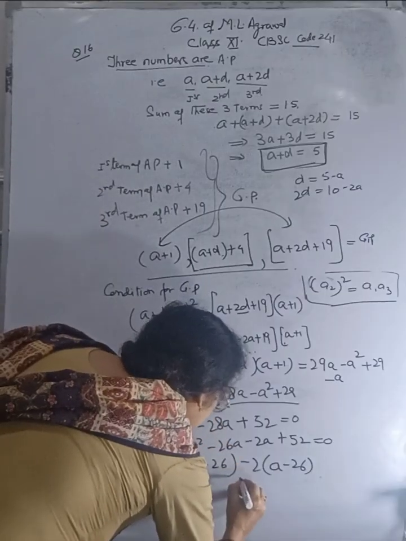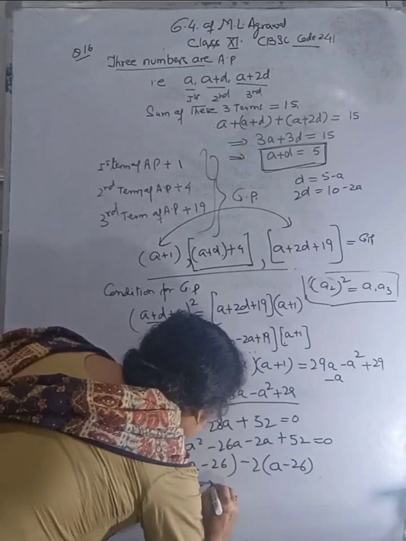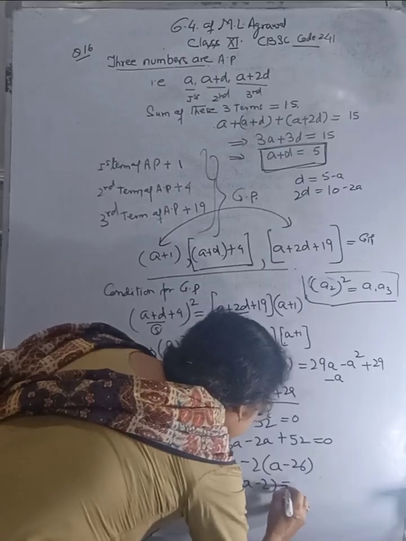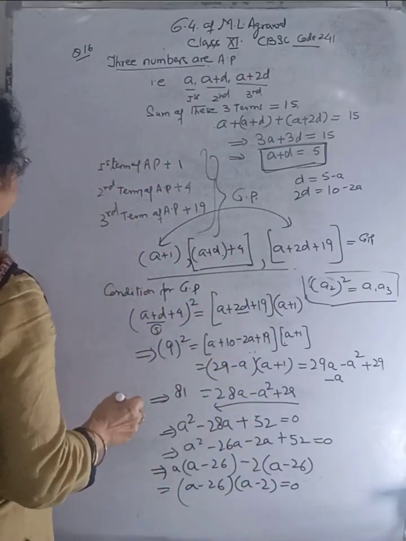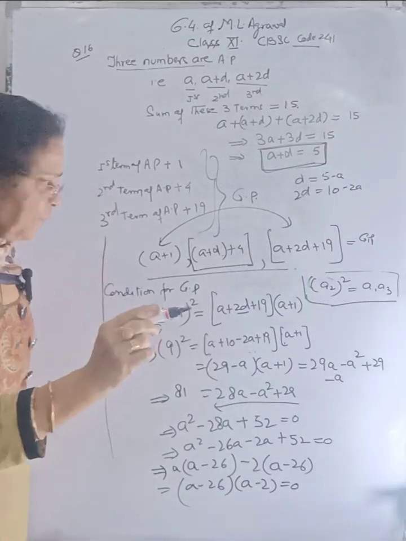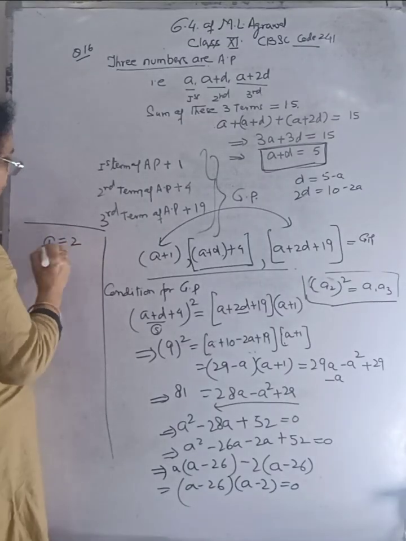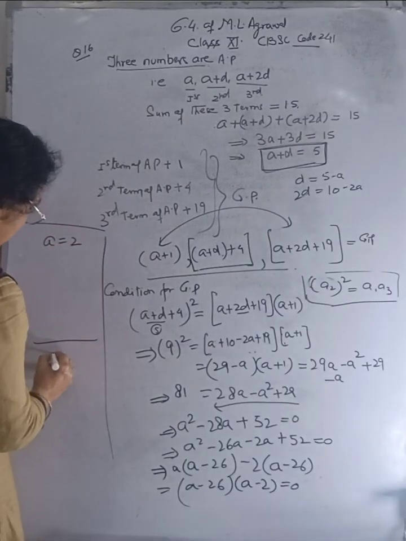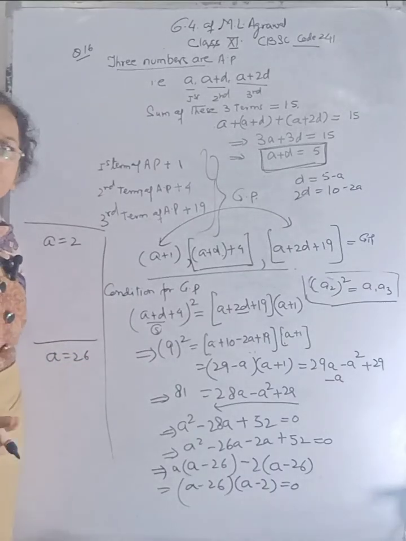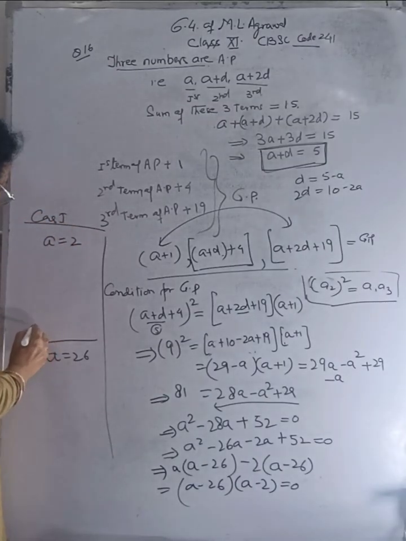These are a minus 26 and a minus 2 is equal to 0. It means we have two values of a. Case 1 when a is equal to 2, and case 2 when a is equal to 26. These are the two values of a.